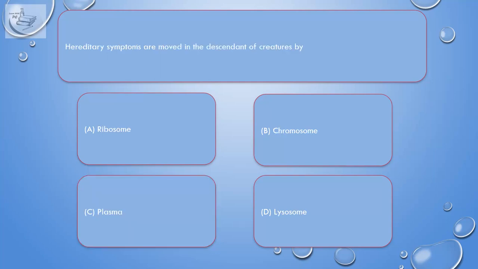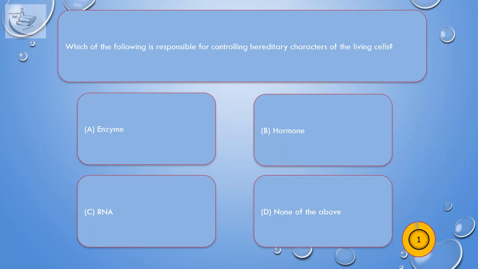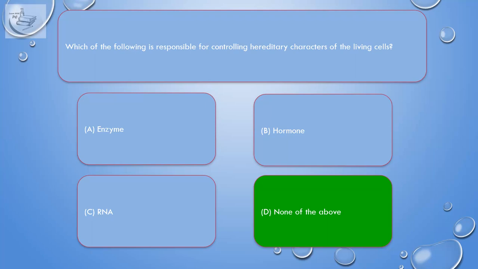Question: hereditary symptoms are moved in the descendant of creatures by A. Ribosome, B. Chromosome, C. Plasma, D. Lysosome. Correct answer is B. Chromosome. Question: which of the following is responsible for controlling hereditary characters of the living cells? A. Enzyme, B. Hormone, C. RNA, D. None of the above. Correct answer is D. None of the above.